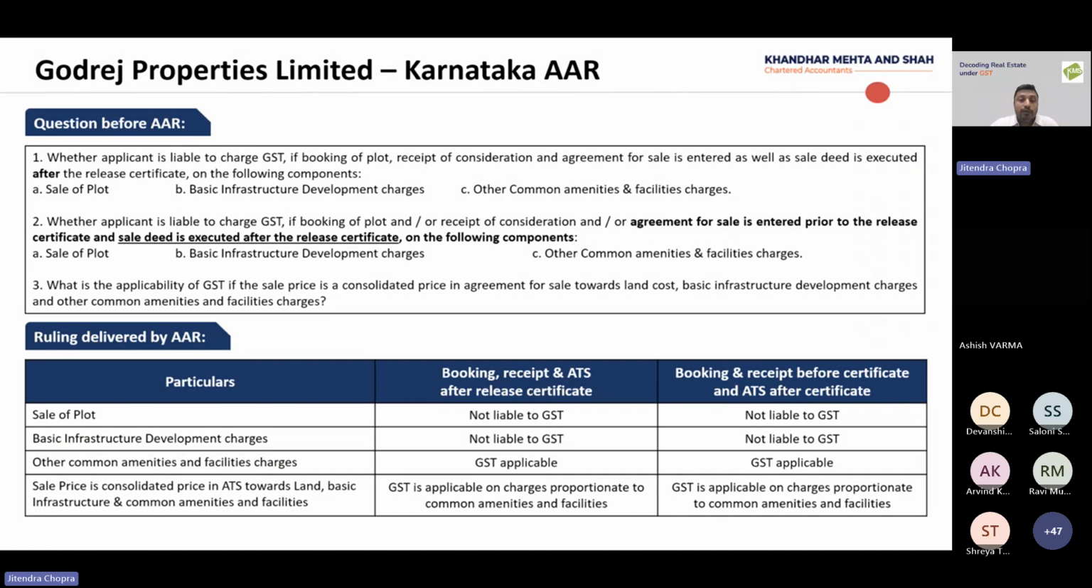So according to this ruling, in both cases, sale of plot is not liable to GST. Basic infrastructure development charges are also not liable to GST as per Circular 177. But on other common amenities and facilities charges, both before and after, GST will be applicable. And the third question is the main one: what is the applicability of GST if the sale price is a consolidated price in the agreement for sale towards land cost, basic infra charges, and other amenities? They have answered that GST is applicable on charges proportionate to common amenities and facilities.